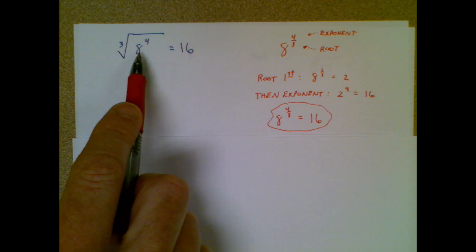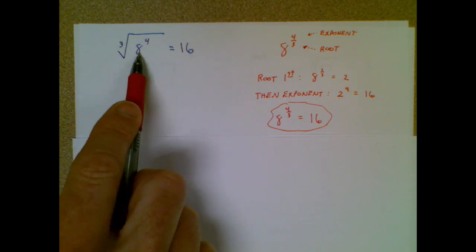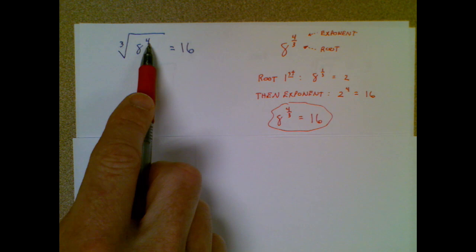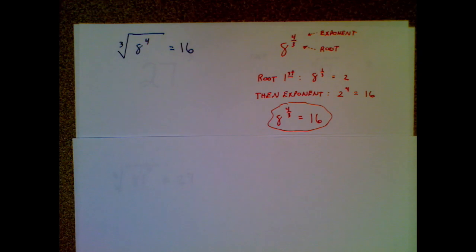So what I did is I found the root of 8 first. The 3rd root of 8 is 2. Then I multiplied that 2 by itself 4 times to get my 16. I'm going to show you how you can do this on the calculator soon if you have coordinated thumbs.